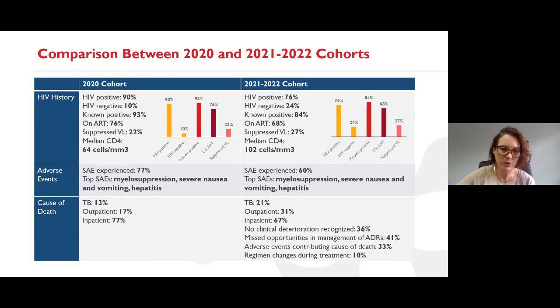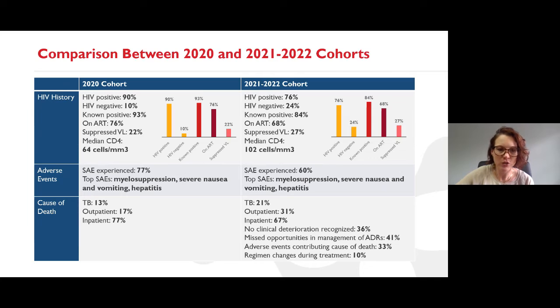Then when we looked at the mortality section, we found slightly more direct cause of death attributed to TB, so 21% from the follow-up cohort. But we found more people dying as outpatients, with less known about the direct circumstances of their death. So 31% died as outpatients in the follow-up.